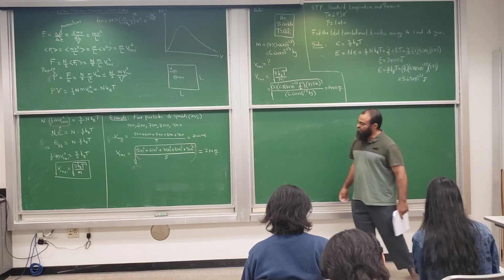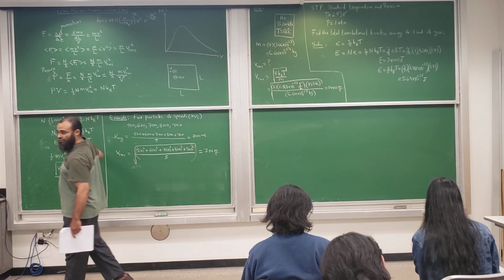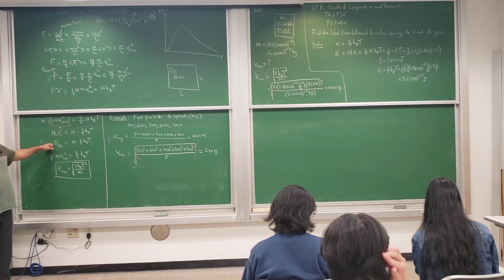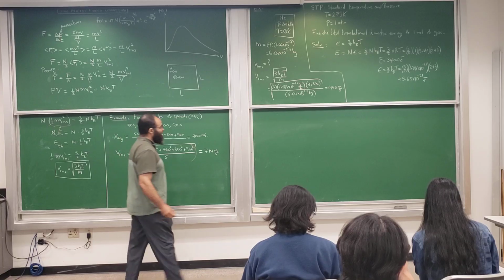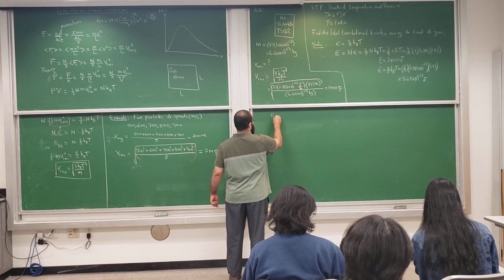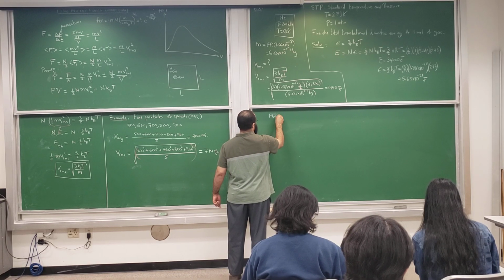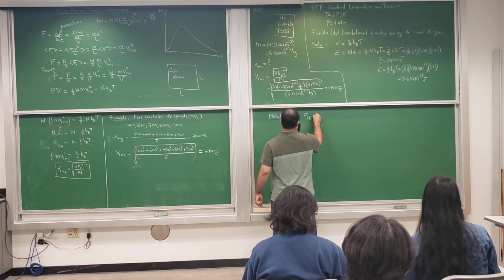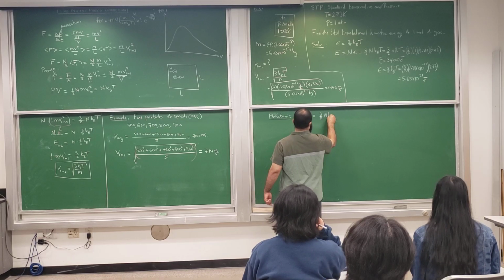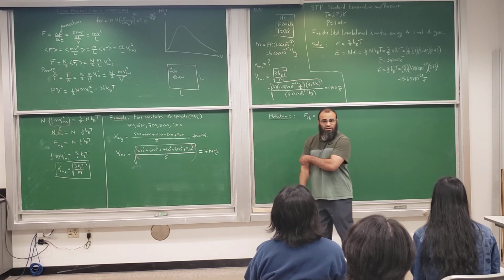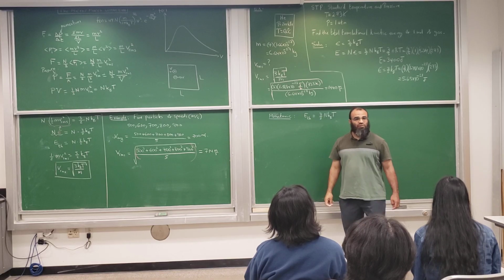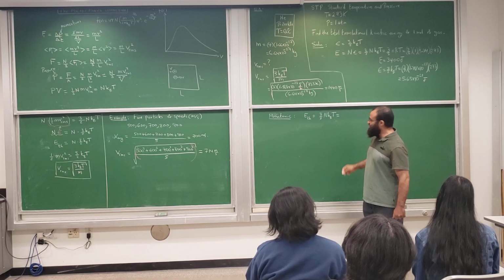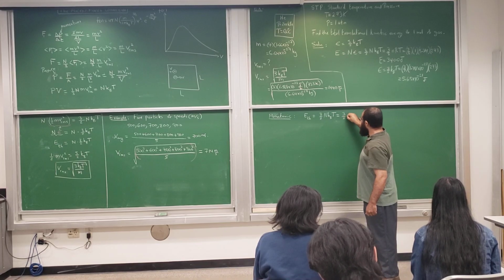So now, let me go back to this thermal energy. We assumed it's monatomic. The thermal energy is N times 3 halves kBT, right? So PV is, are you with me? Just copy that. Now, again, as a matter of convenience, I'm going to write this as 3 halves nRT.